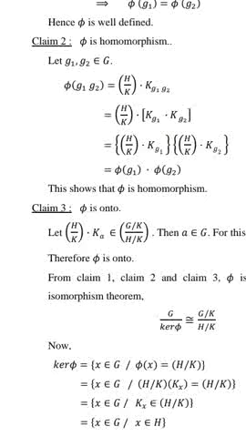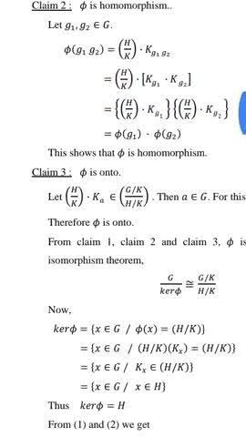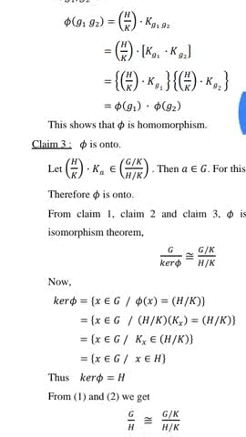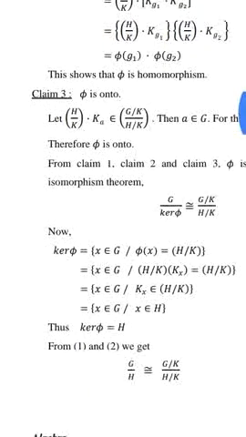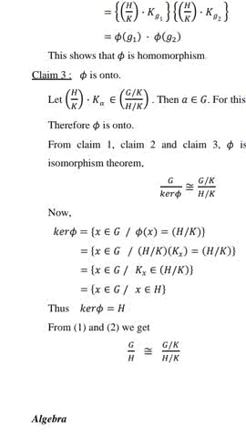Let g1, g2 belongs to G. phi(g1g2) = (H/K)Kg1g2 = (H/K)Kg1Kg2 = (H/K)Kg1 multiplied by (H/K)Kg2, therefore phi(g1g2) = phi(g1)·phi(g2). This shows that phi is a homomorphism.